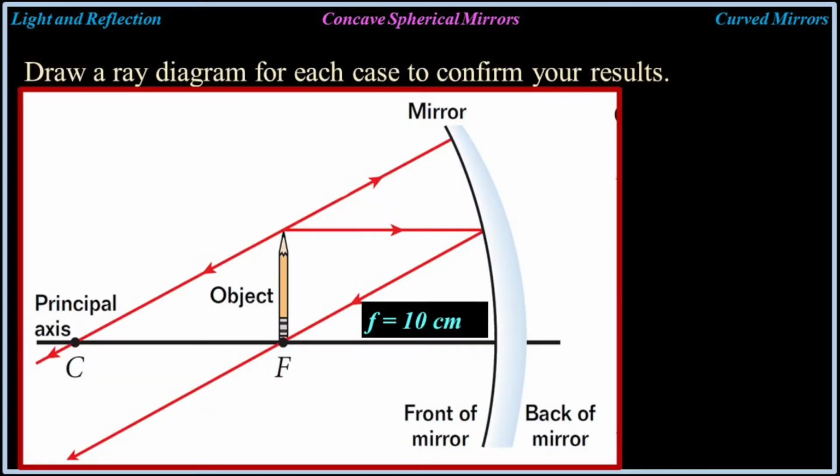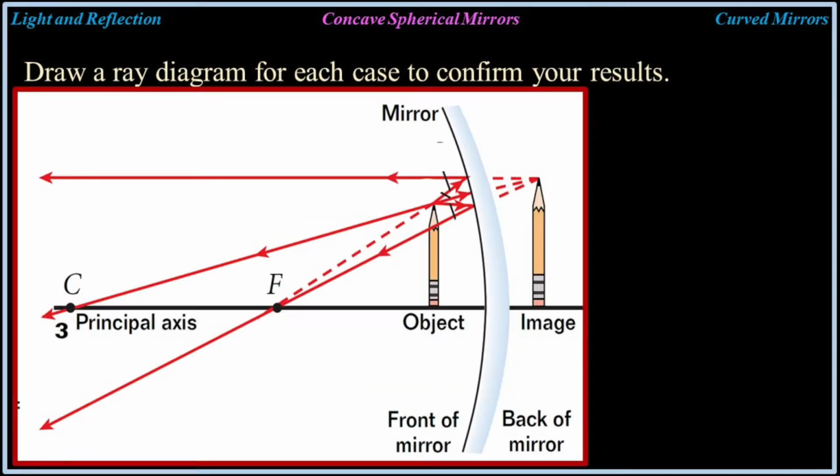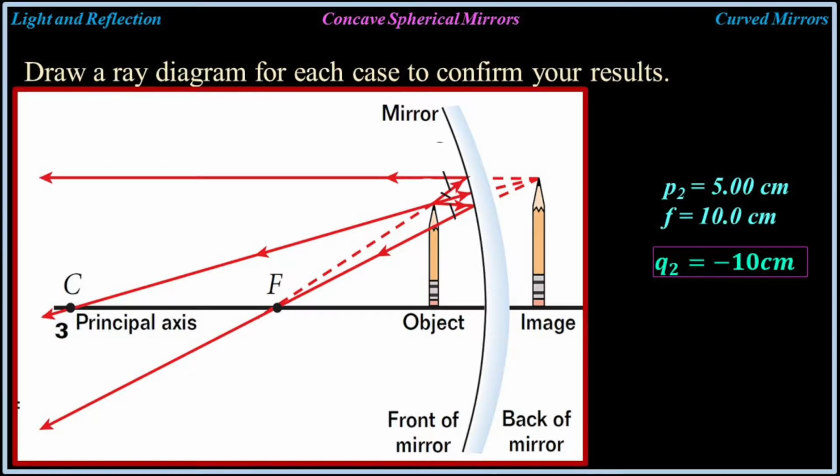And there is the diagram for the first one. It's because it's at its focal point, there's no image. And then the next one will have a virtual image. Virtual and upright. Just like a makeup mirror. Same exact thing. Same idea.